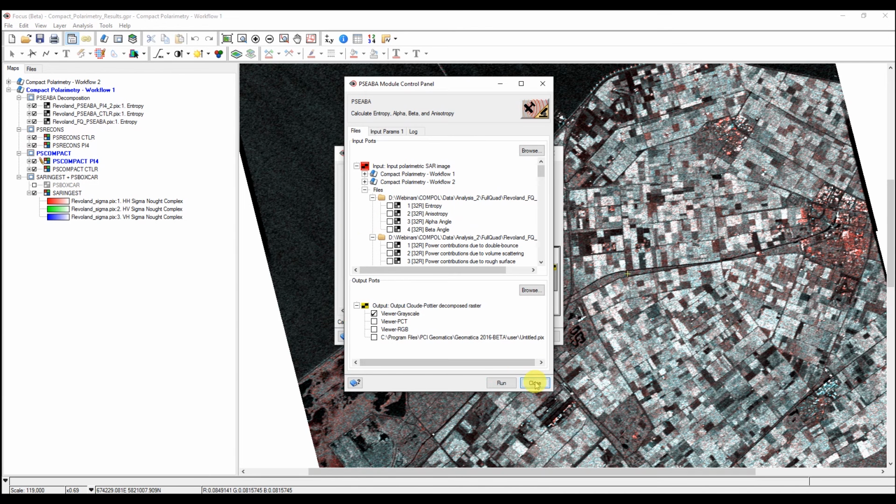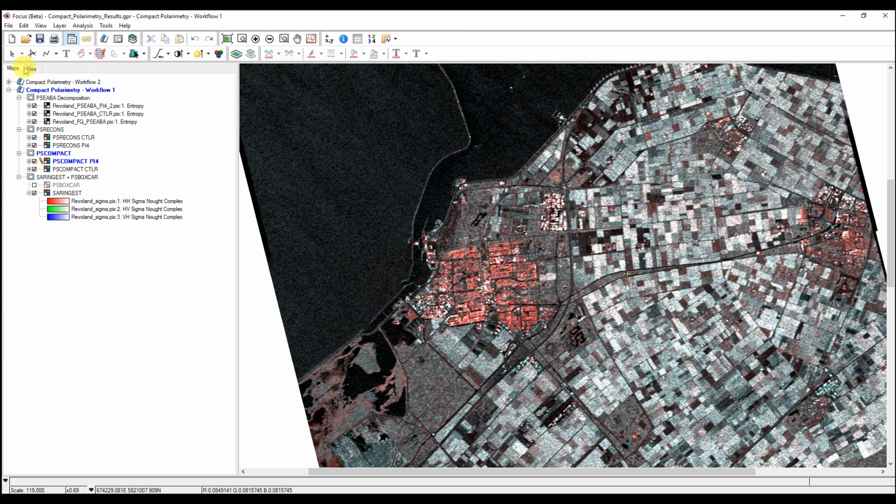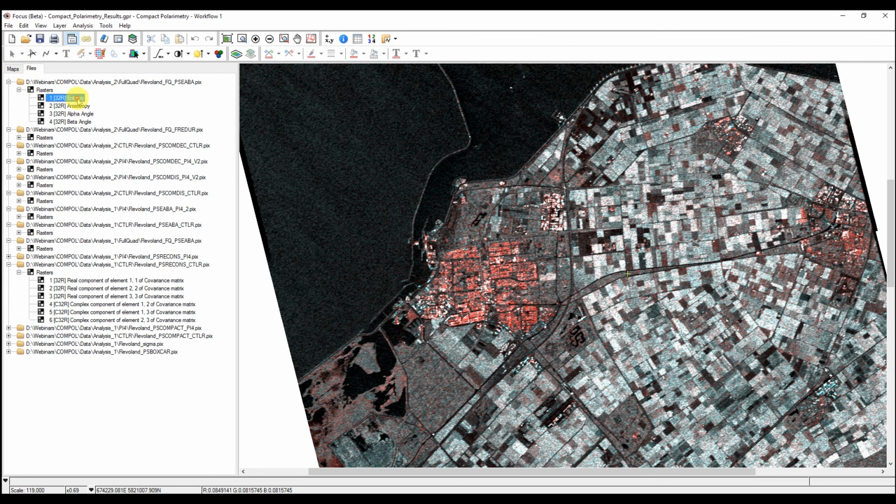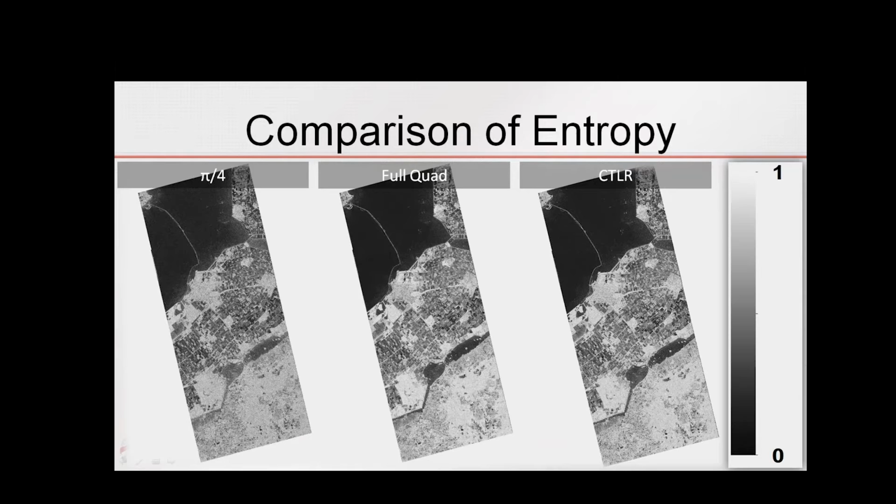And what that's going to produce, it's going to produce 4 layers: entropy, anisotropy, alpha angle, and beta angle. So now I'm going to take entropy and alpha angle, and I prepared some results in PowerPoint that compares those 2 decomposition parameters from my compact pole scenes to my full quad scene. So let's go back to the PowerPoint presentation.